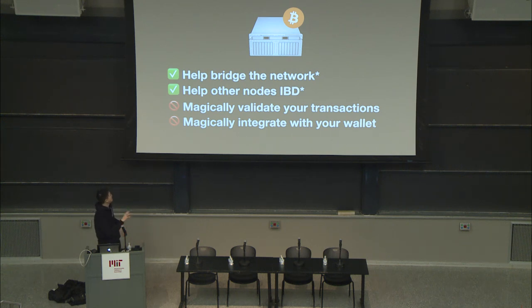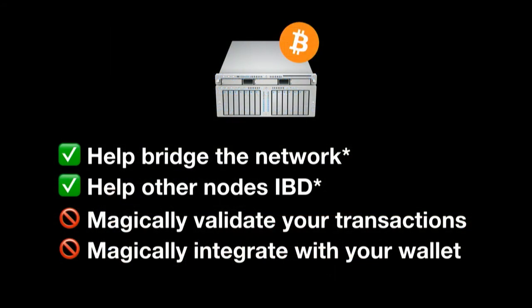Also, people think that nodes can help other nodes with IBD. That is very true, but I think it's very unclear right now that we're lacking in IBD bandwidth. I think most of the slowness with IBD right now is still with verification. And so more likely than not, unused nodes are left unattended and unmaintained on slow hardware, and that can actually slow down block propagation. Also, quite obviously, simply running a node doesn't magically validate your transactions or integrate with your wallet or any of that. It's only when a node is being used to transact and judiciously validate your transactions that it fulfills its promise of helping reduce the need for trust.